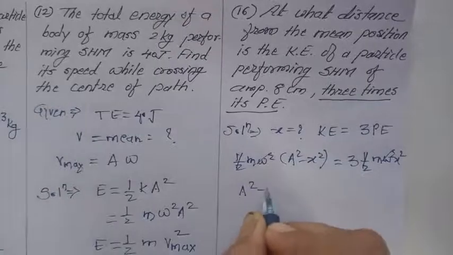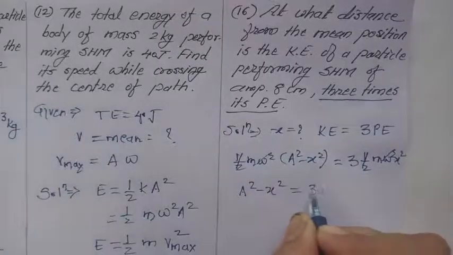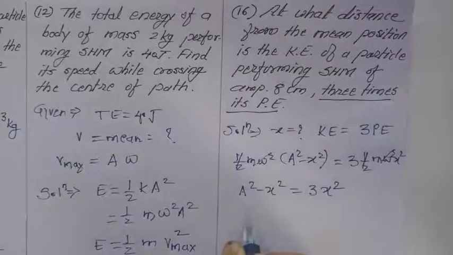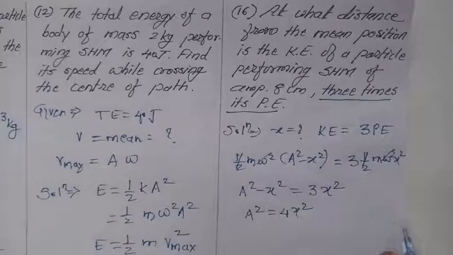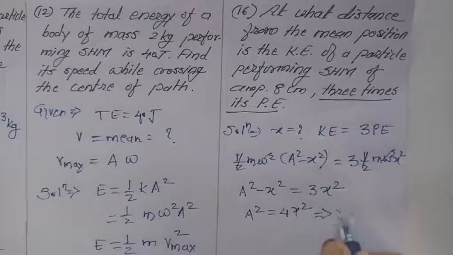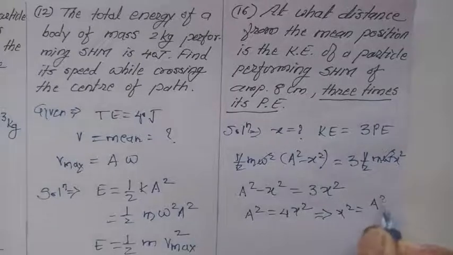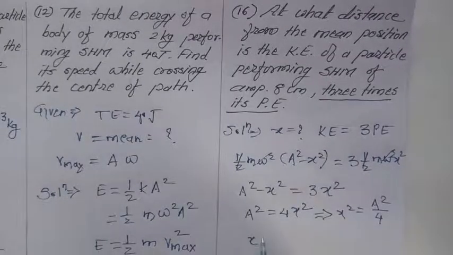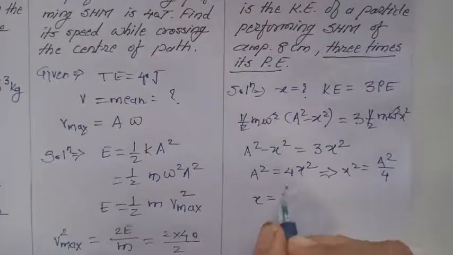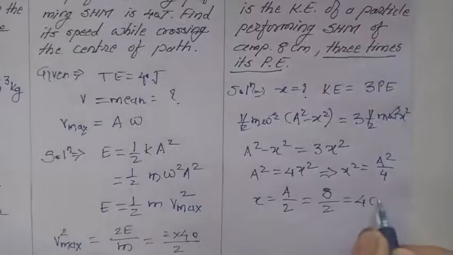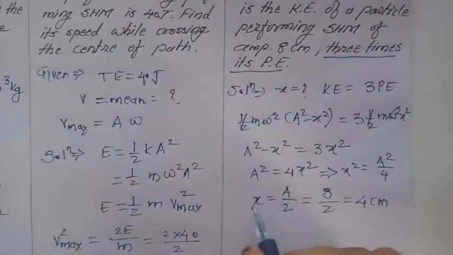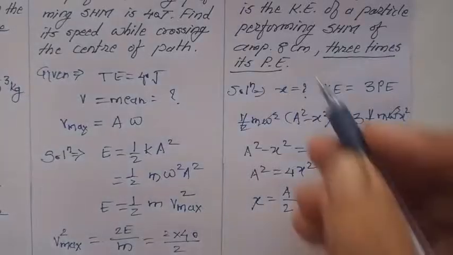I can write a square minus x square is equal to 3x square. So a square is equal to 4x square. Is that clear? That is, x square is equal to a square by 4. So I can say x is equal to a by 2. Here the amplitude is given, that is 8 cm. So 8 upon 2, that is 4 cm. Yes, at a distance 4 cm, and it is exactly half of the amplitude.